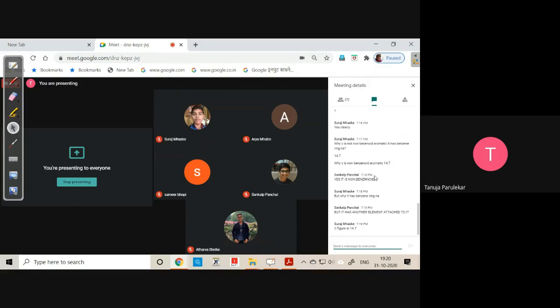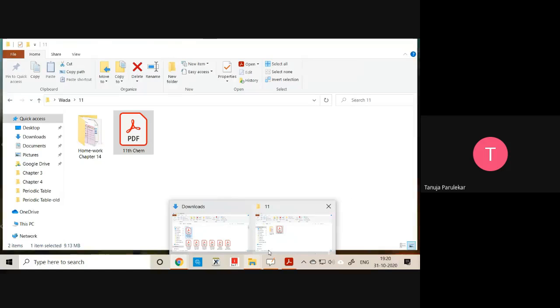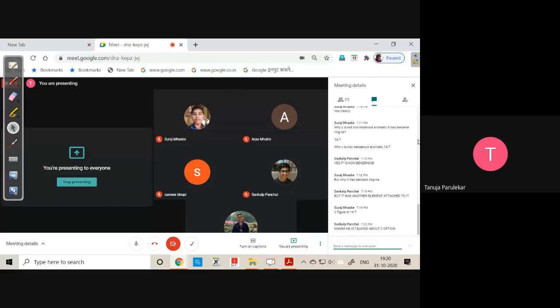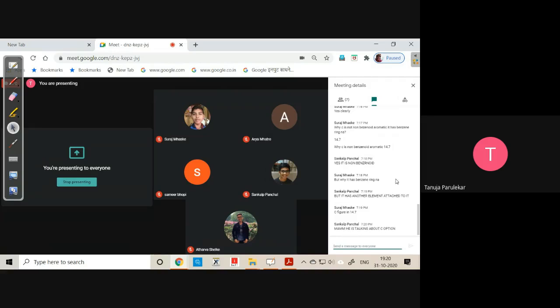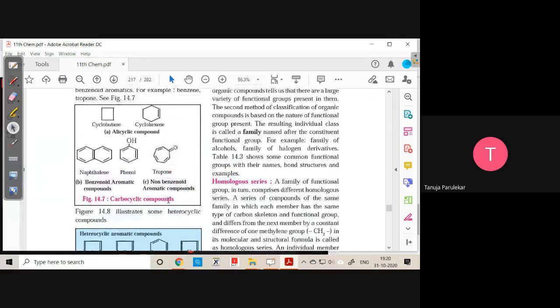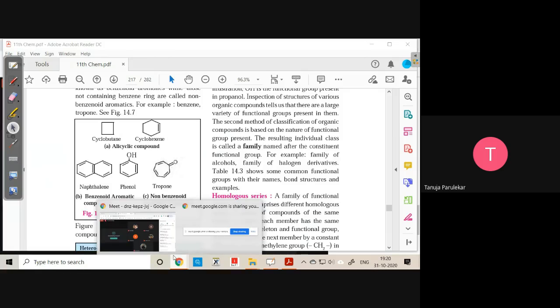I didn't understand. See the figure in 14.7. Okay, let me just see the figure. Okay, wait. Slowly, let me see your questions, because when I was teaching, you all were writing. Why is carbon non-benzene? Which one are you talking about, 14.7? Where is carbon? This one you're talking about? Is it the tropone structure, and cyclobutane? Which structure in 14.7 are you talking about?